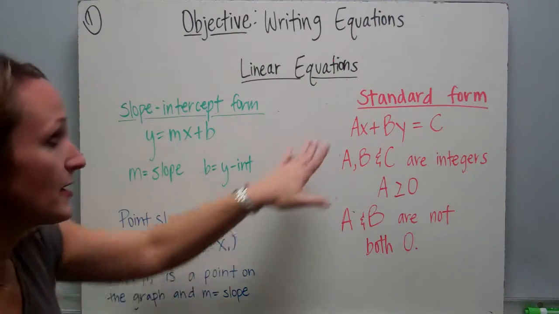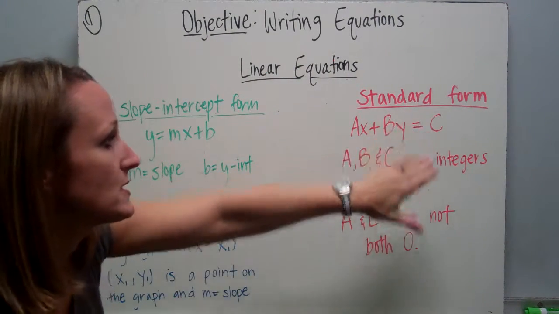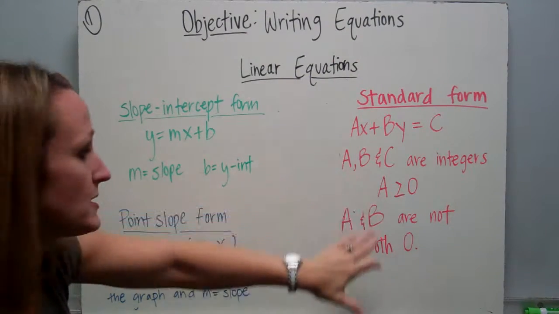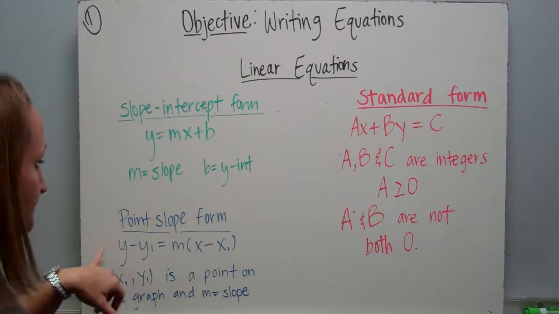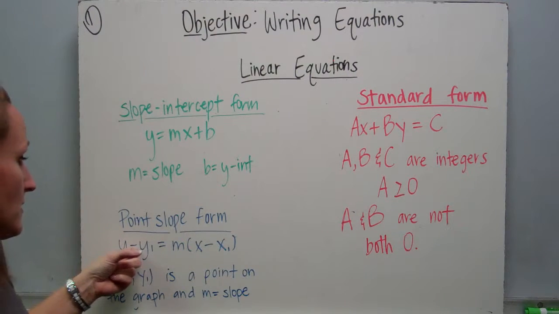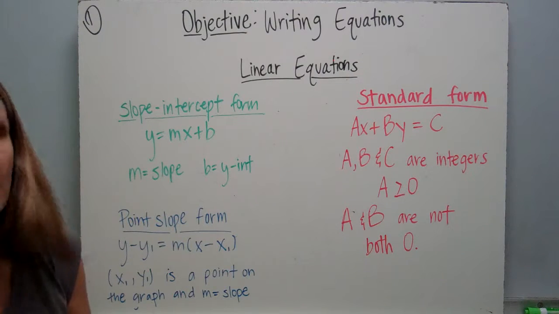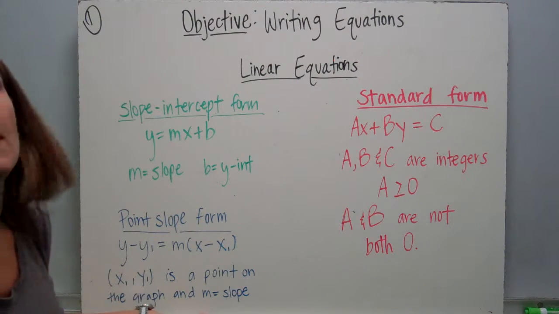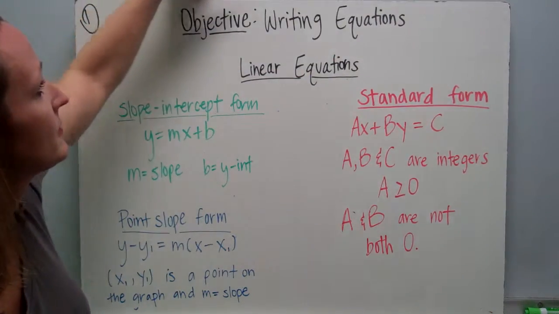We've also talked about standard form, or ax plus by equals c, where a, b, and c are integers, and a must be greater than or equal to 0, and a and b are both not 0. And we've talked about point-slope form, which is y minus y1 equals m times x minus x1, where x1, y1 is a point on the graph, and m is equal to slope. So these are the 3 linear equations that we have talked about.